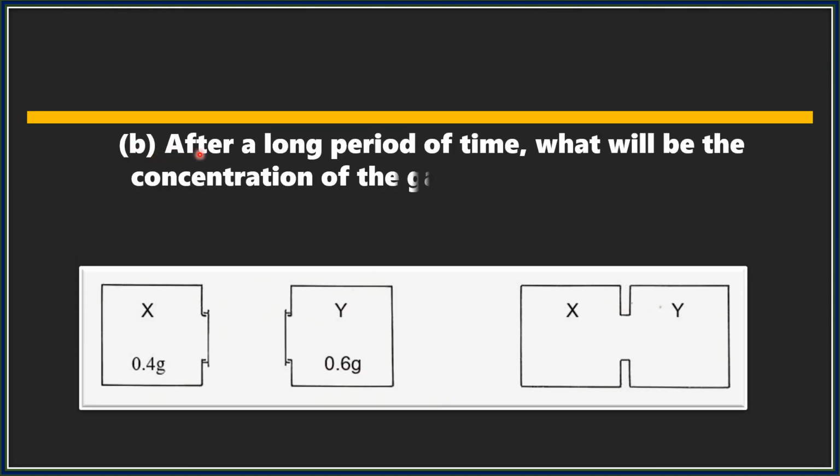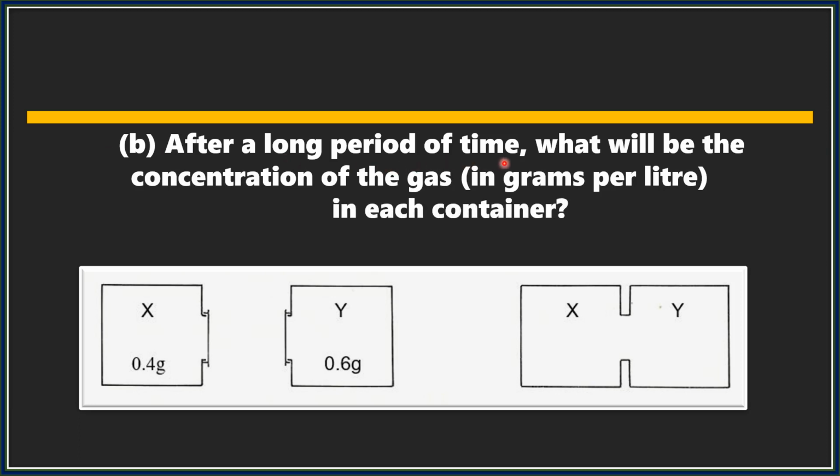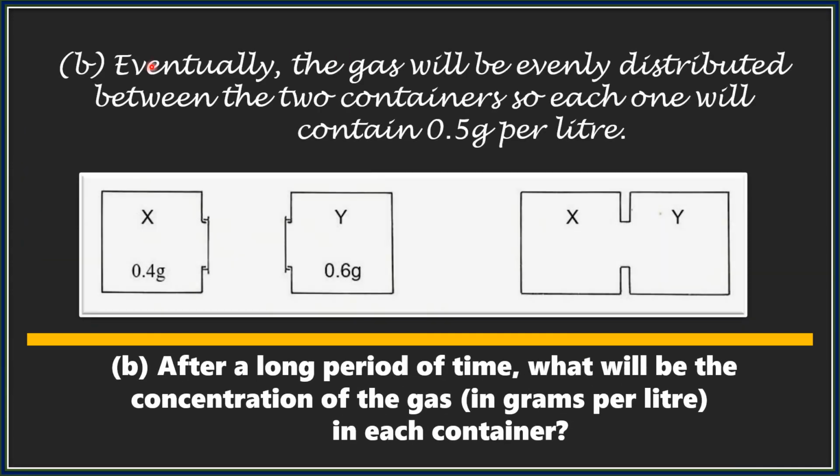Part B. After a long period of time, what will be the concentration of the gas, that is in grams per liter, in each container? Eventually, the gas will be evenly distributed between the two containers. So each one will contain 0.5 grams per liter.